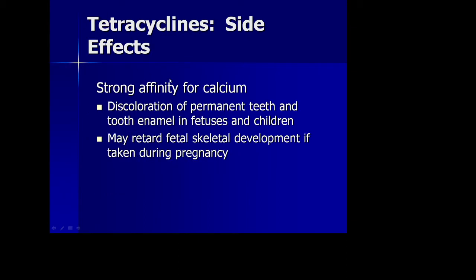Right. So next is side effects. Because it has strong affinity with calcium ions, it causes discoloration of permanent teeth, right? It forms a complex, and therefore it causes a yellowish color of the teeth. Due to the complex formation, the teeth become permanently yellowish in color, right? It is also contraindicated in pregnancy and in children.